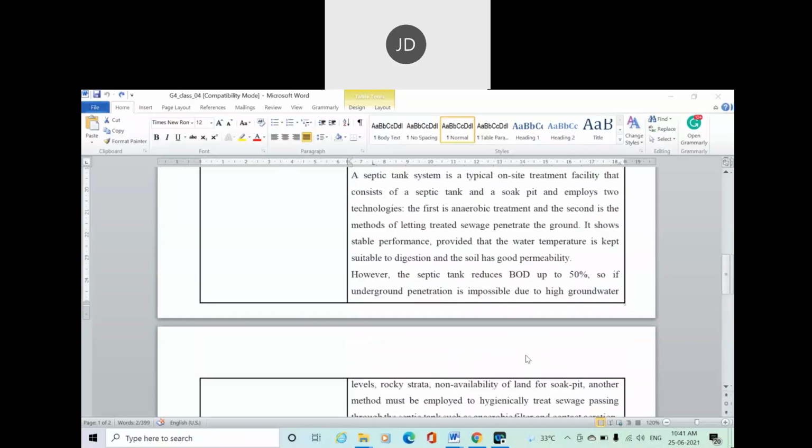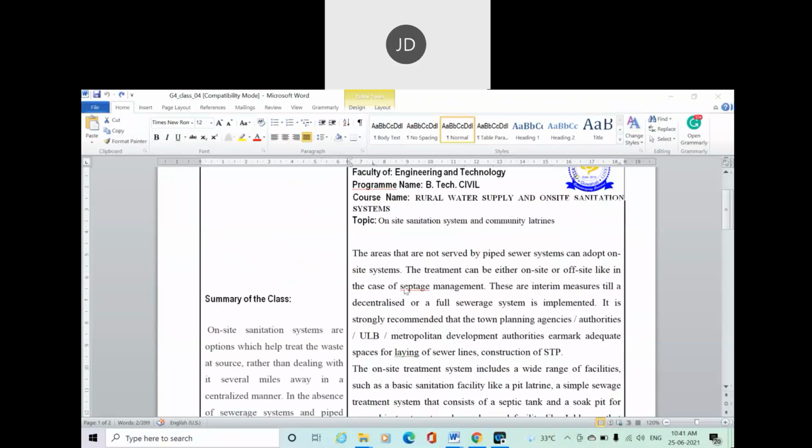Anyway, you can also go for one thing. After installing the septic tank, the wastewater, which is also known as septage basically.